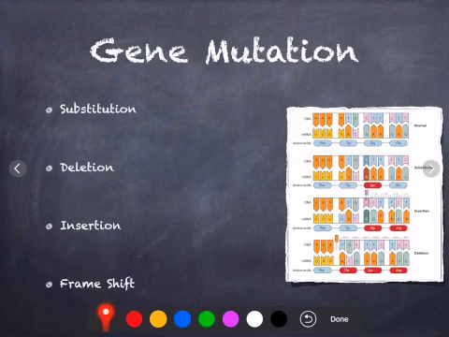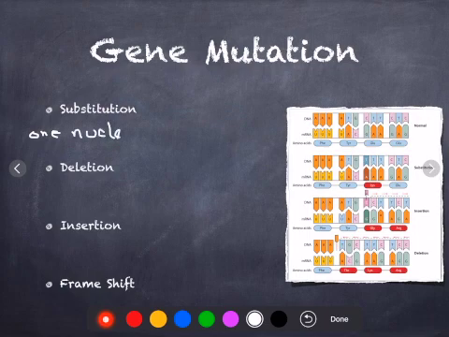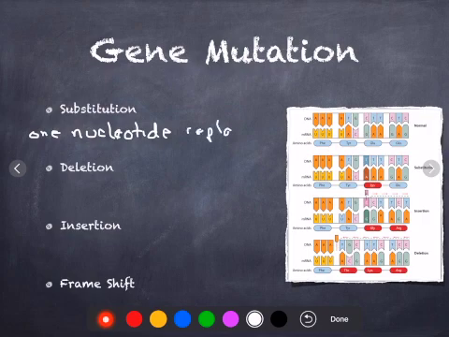Now, gene mutations are when the nucleotides are changed within our DNA. So the different types of mutations we have: substitution. And this is where one nucleotide replaces another.